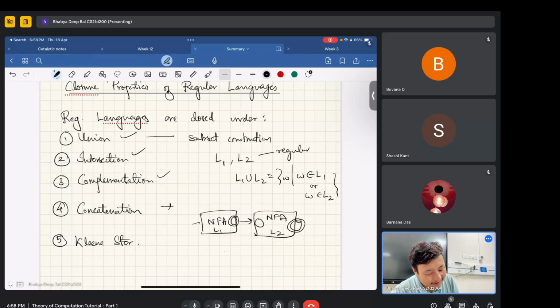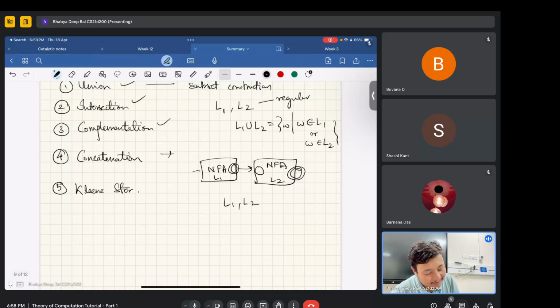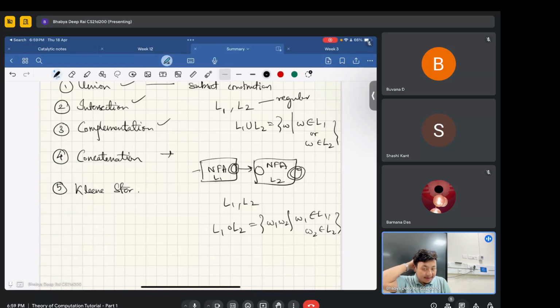Concatenation is what? L1 concatenated with L2 is nothing but the set of all W1 concatenated with W2 such that W1 belongs to L1 and W2 belongs to L2. This means I take some 011 from L1 and 101 from L2 and combine these to form 011101. This should be in the L1 concatenated L2 language.